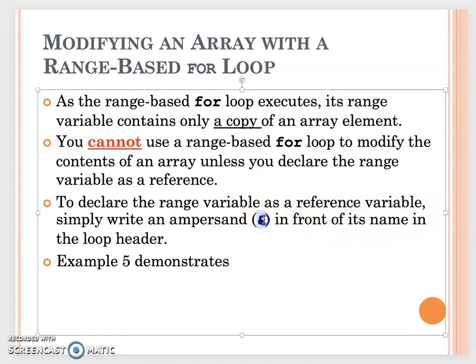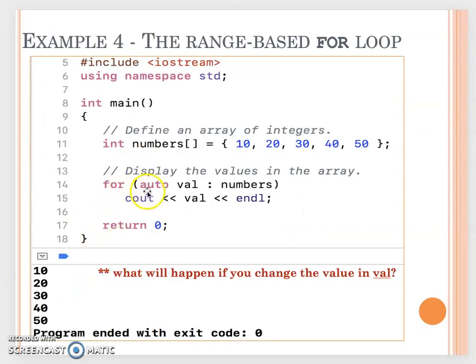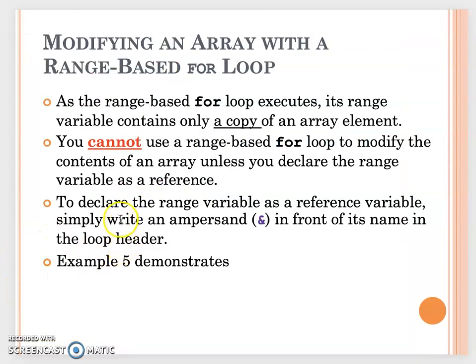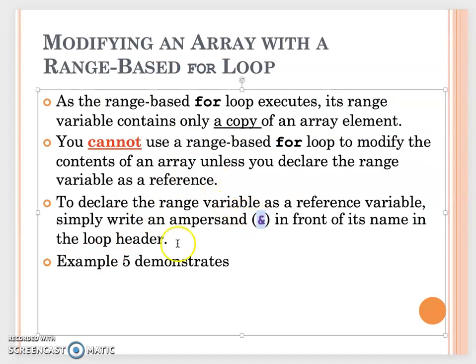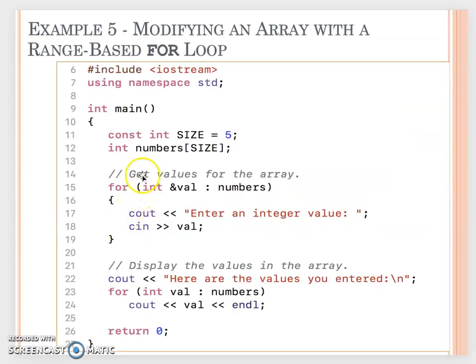Do you remember last week we talked about the reference variable being the ampersand? So here, if the range variable you define is an auto variable or int variable, it will be passed in by copy. But now if we make another range-based for loop where the range variable we define is a reference, we're still doing the same thing, but with int reference, it can update the value. That's in your example 5.